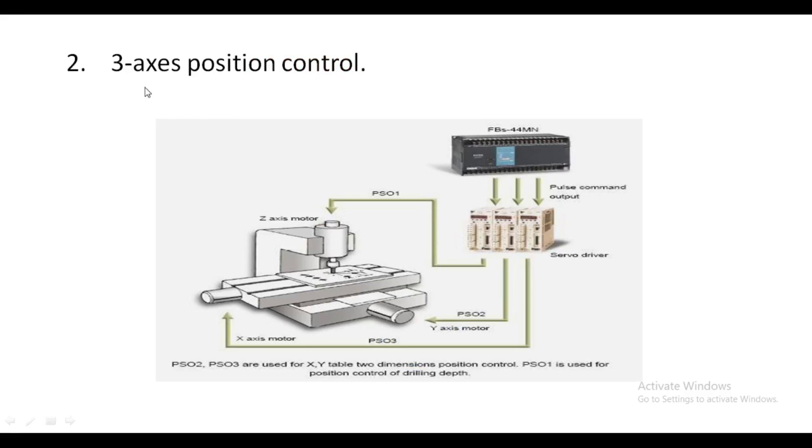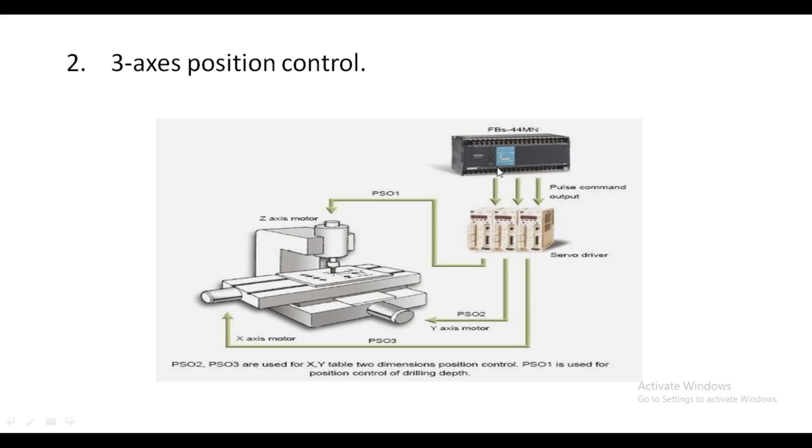The next application is 3-axis position control. This 3-axis position control is basically used in wood designing, 3D designing. In order to control this, look here, we have a drilling machine. The drilling machine makes some holes, and the length will be cut by this one machine. Another machine cuts the width. Understand?